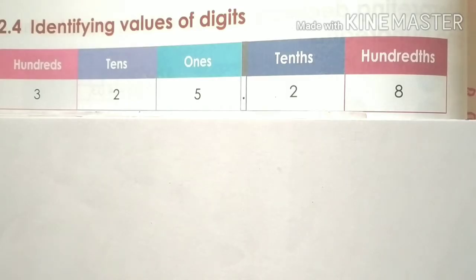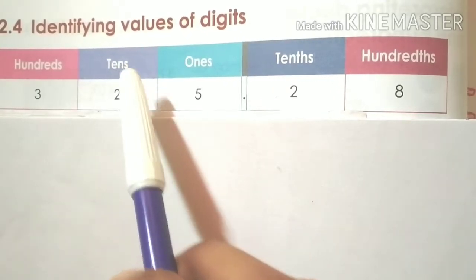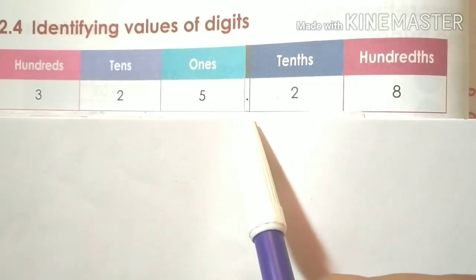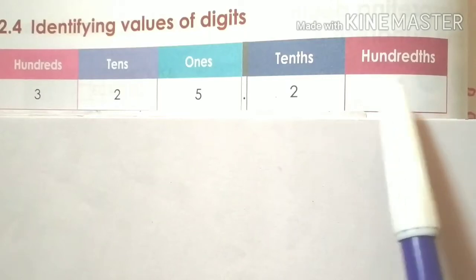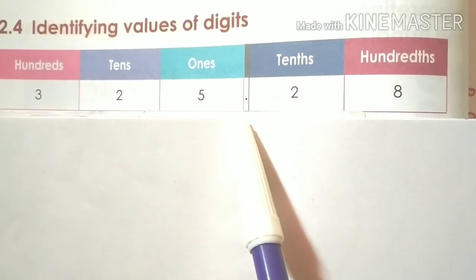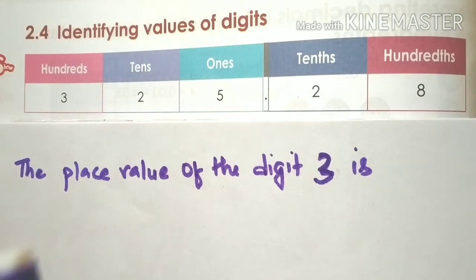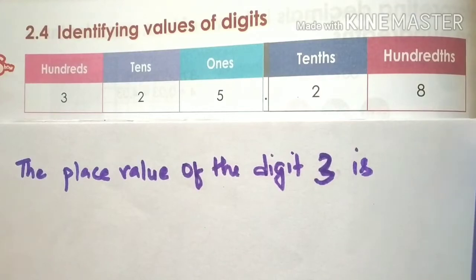Hello students, look at this place value table. In a place value table, the hundreds, tens and ones columns come before the decimal point, and the tenths and the hundredths columns come after the decimal point. Now students, look at the numbers in each column of the place value table.